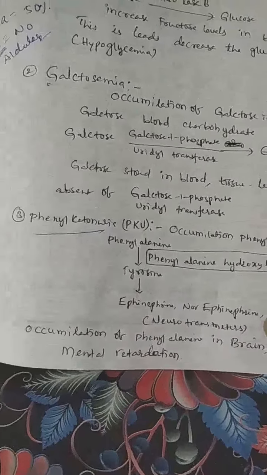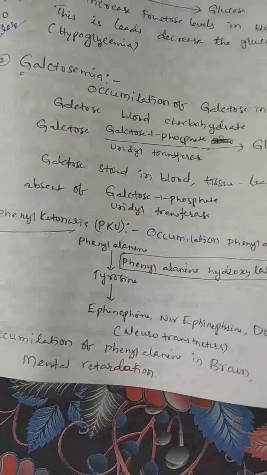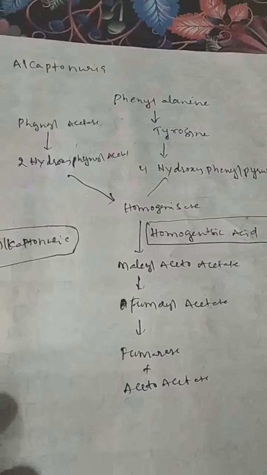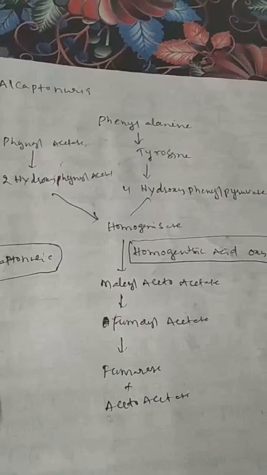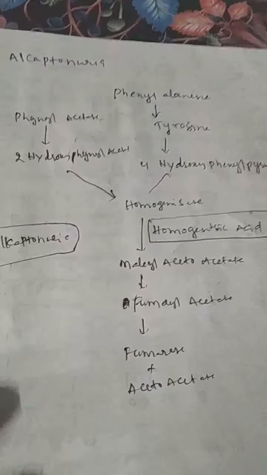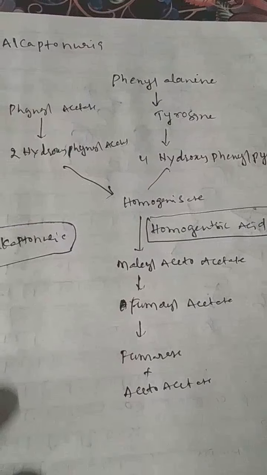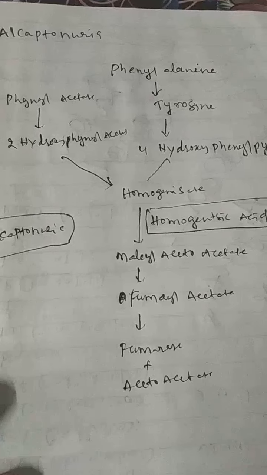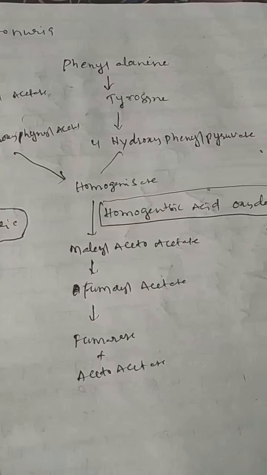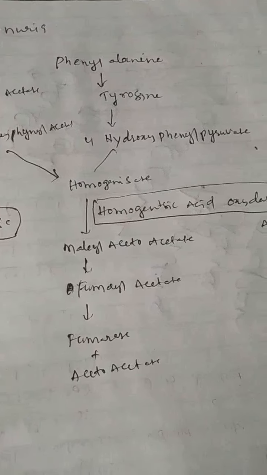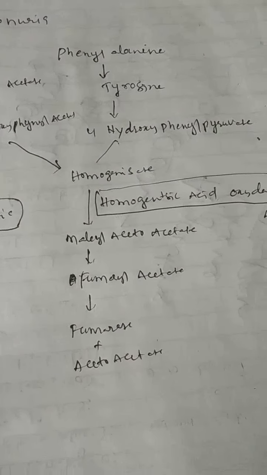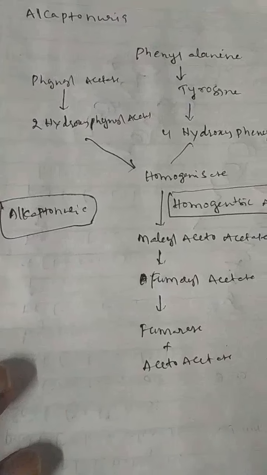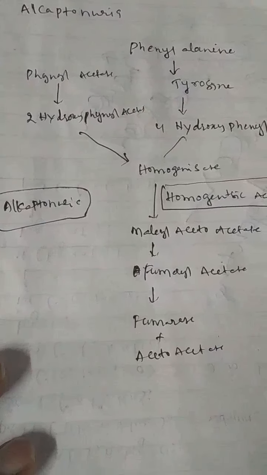Okay, and now alkaptonuria. This is a special situation present in the cells, where the disorder takes place in phenylalanine metabolism. So at the top, phenylalanine converts into tyrosine, which converts into 4-hydroxyphenylpyruvic acid or pyruvate. So this is one pathway, and in another pathway, phenyl acetate converts into hydroxyphenyl acetate.